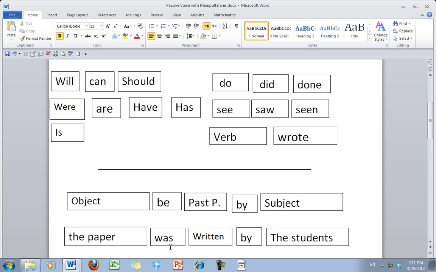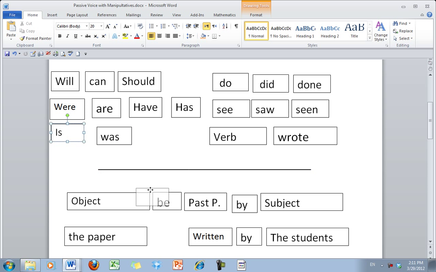Now what's important to remember is that this verb form of be could be other forms. For example, maybe I want to make it simple present. The paper is written by the students once a week, twice a week, 3 times a week. Or if I wanted to, I want to make this plural. Let's say it's the papers. Well, then the verb form of be becomes are. The papers are written by the students every day, once a week.